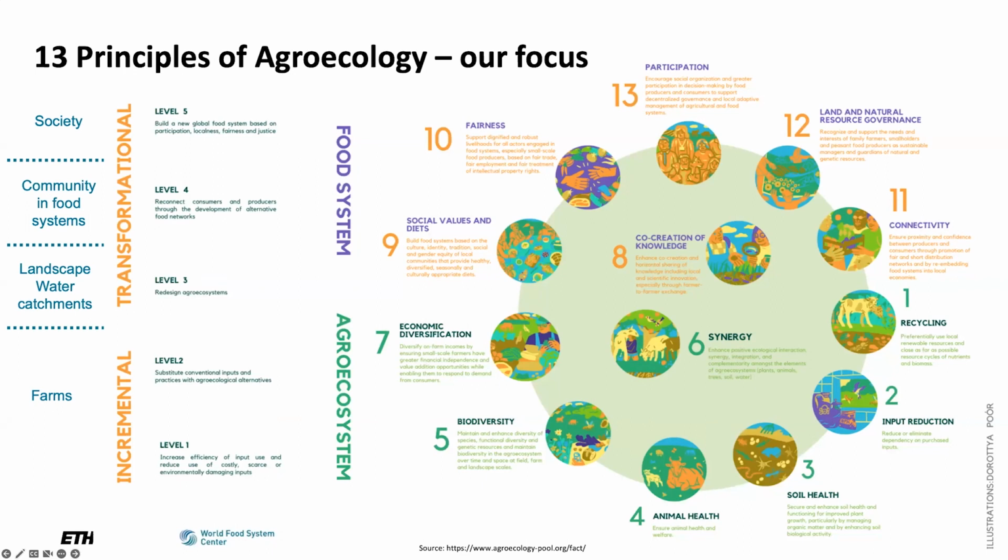And it can also be used as an understanding. Do we talk more about incremental changes? That means the increases in efficiency or the reduction of inputs used. But it goes also further up on different levels where questions of redesigning agroecosystems within a landscape perspective are addressed. That goes all up to building new global food systems based on participation, localness, fairness, and justice. So that said, we always have to place ourselves, where are we in the current discussion, knowing that there are different levels, knowing that there are different kinds of spaces we look at.